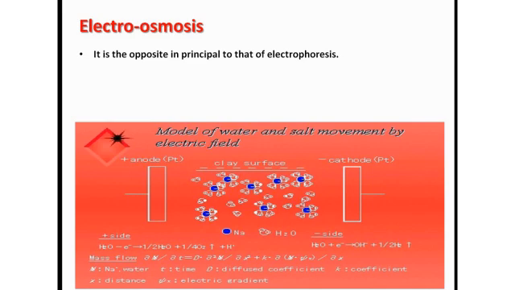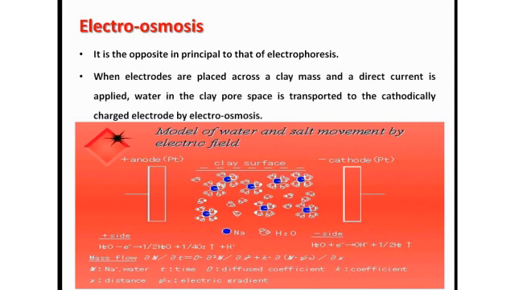Number two, you see what happens when we put electrodes across a clay mass. Suppose this is a clay mass. If we put electrodes across the clay mass, a direct current is applied. This is a dispersion medium, this is a clay mass, and two electrodes are applied. One is the anode with a positive charge, and this is the cathode with a negative charge.